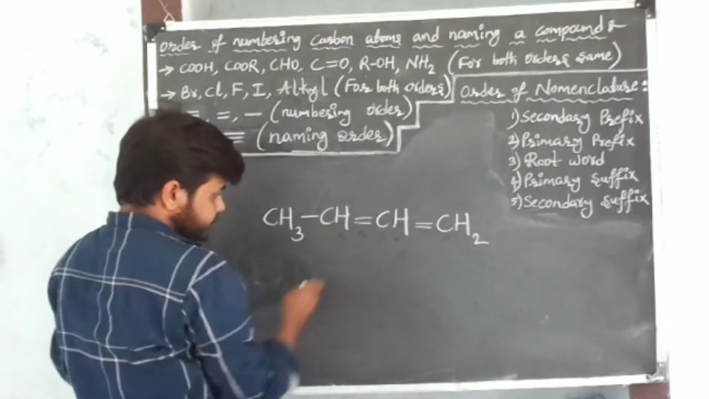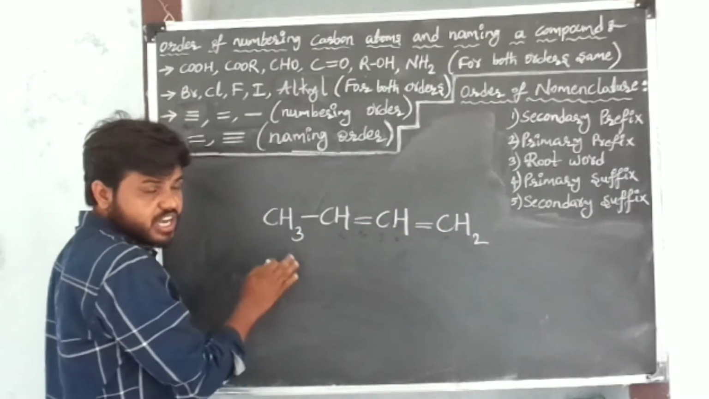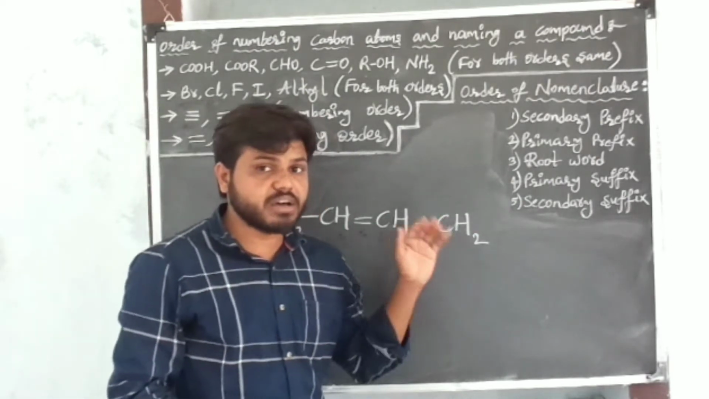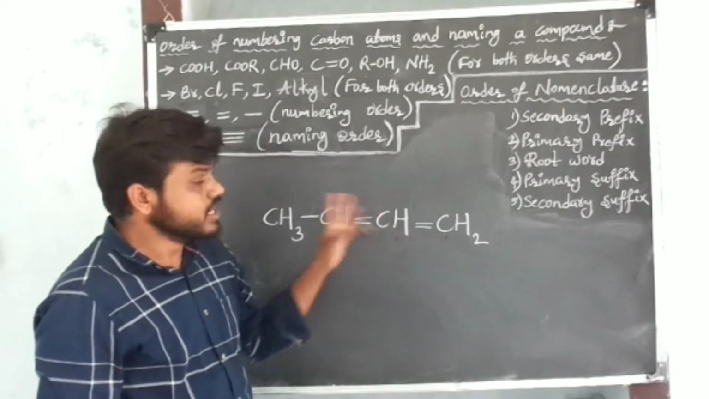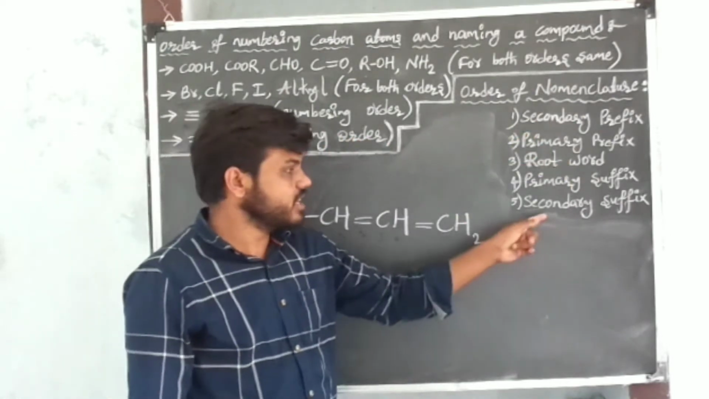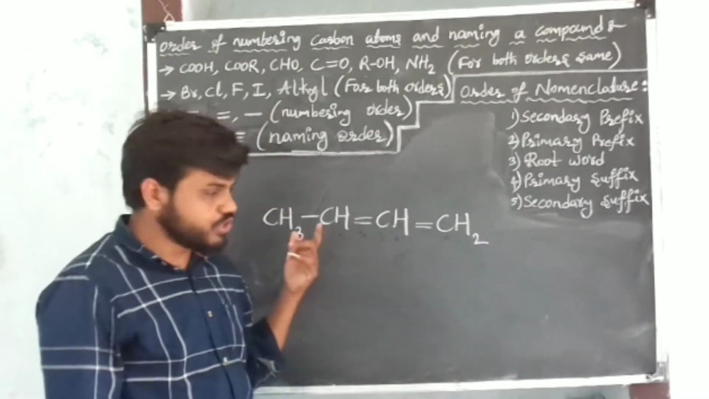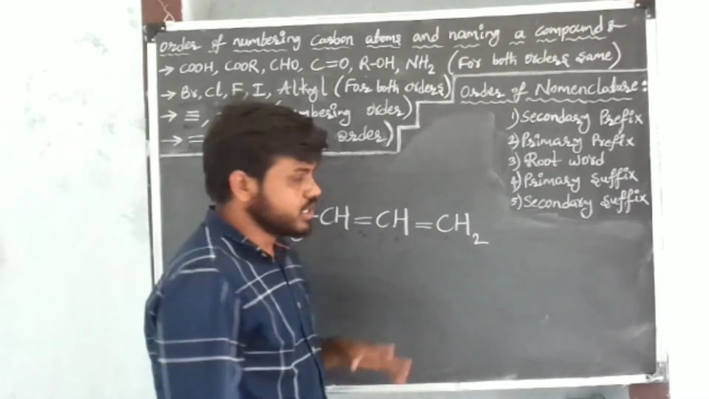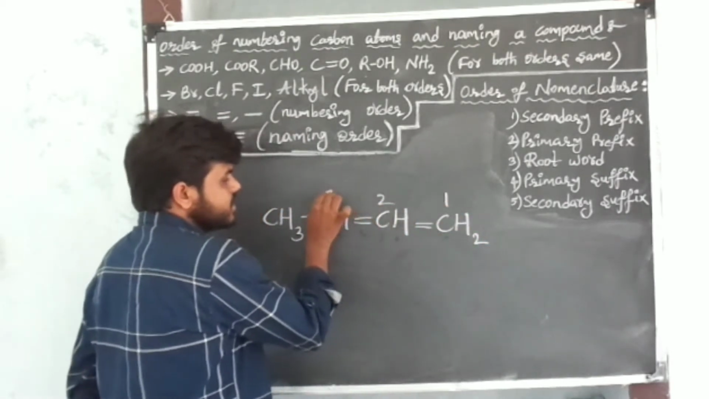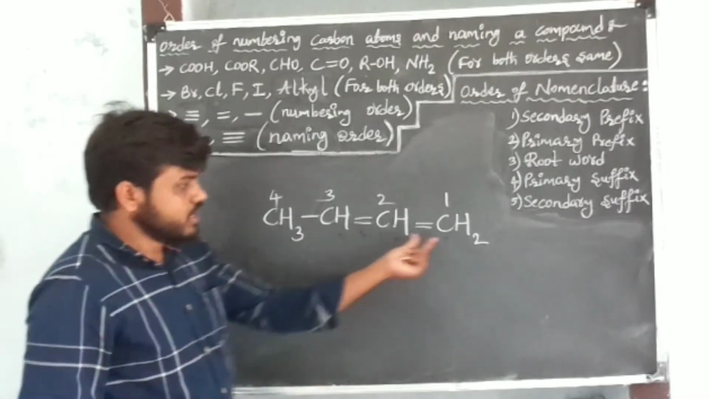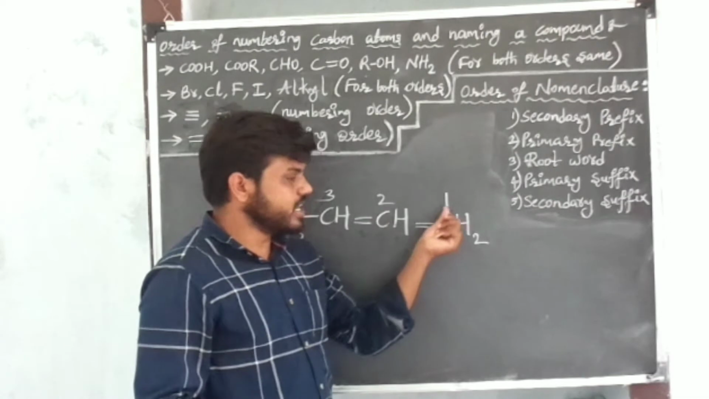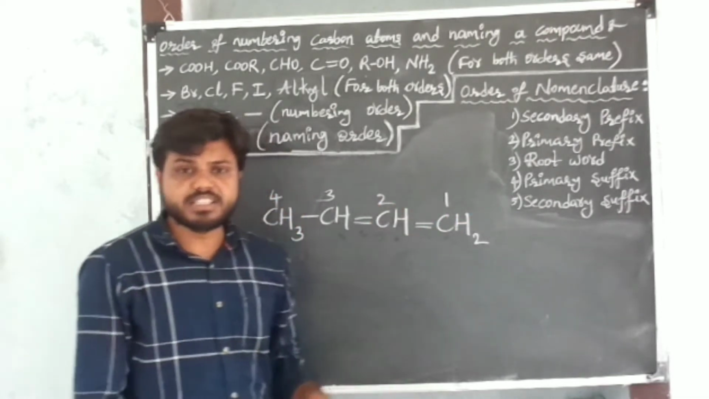First, give numbers to each carbon atom in such a way that these 2 double bonds get the least numbers. Since there is no secondary prefix or secondary suffix, we should give priority to double bonds. So I am starting from the right side. This is the first carbon, second carbon, third carbon, and fourth carbon. One double bond gets the first position, and the other gets the second position.